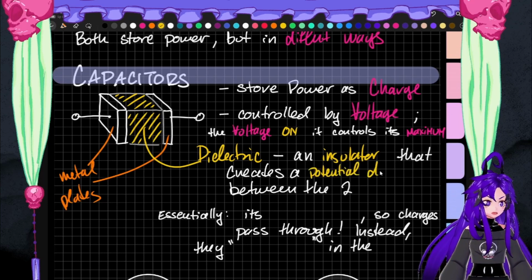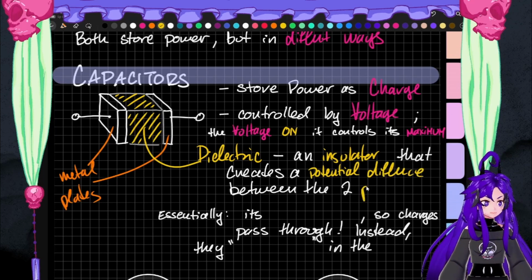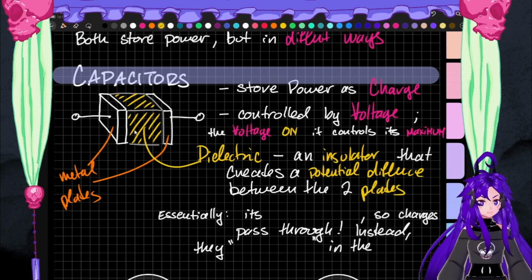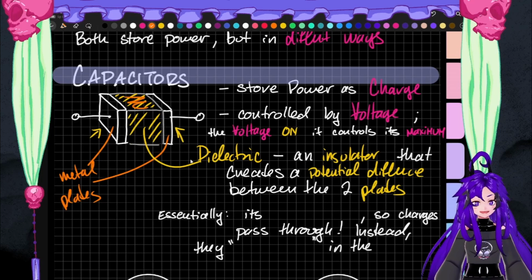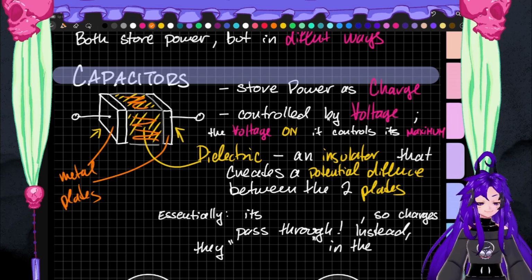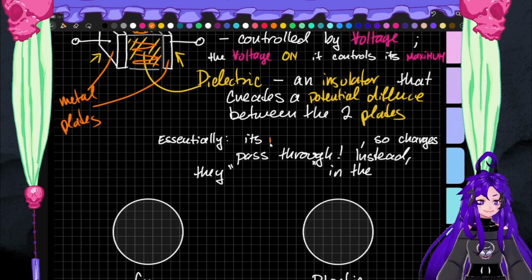A potential difference between the two plates. Because you can have charges here and here, but charges behave differently inside the dielectric. So essentially, it's non-conductive, right? Non-conductive.